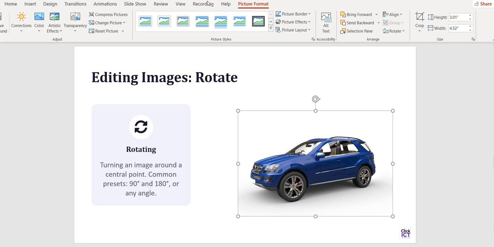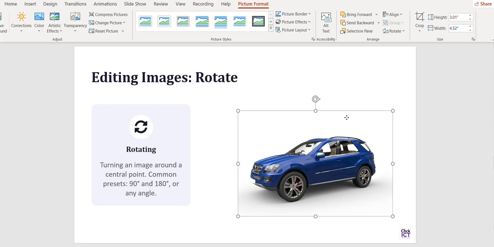The next form of editing is rotating the image. Rotating means turning the image around a center point. It is usually in the exam that they say rotate it 90 degrees or 180 degrees. When they are saying 90 degrees, they do mention right or left. But for 180 degrees, they do not usually mention, because if you are rotating right or left, eventually you will be having the same form of image if it is 180.